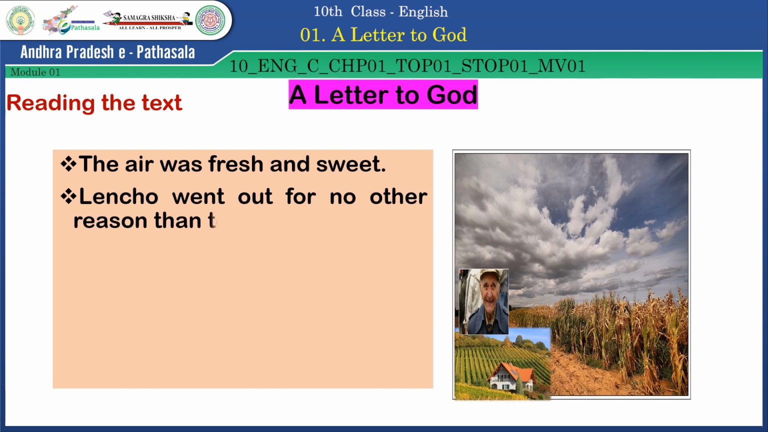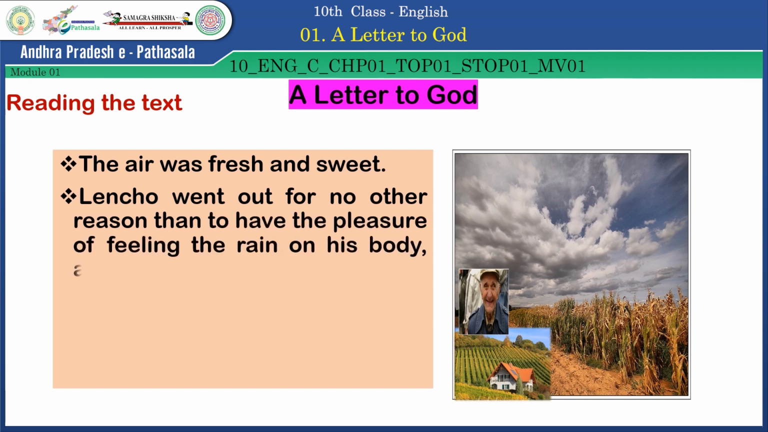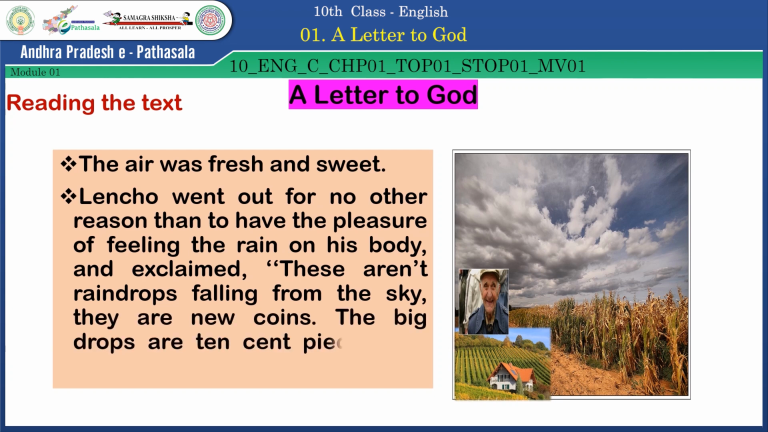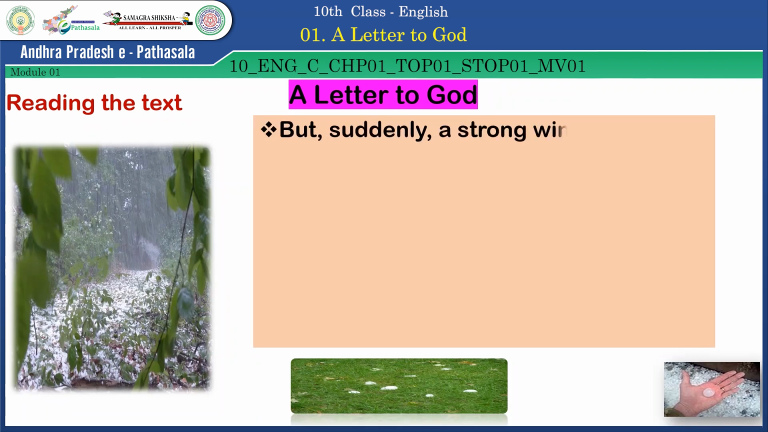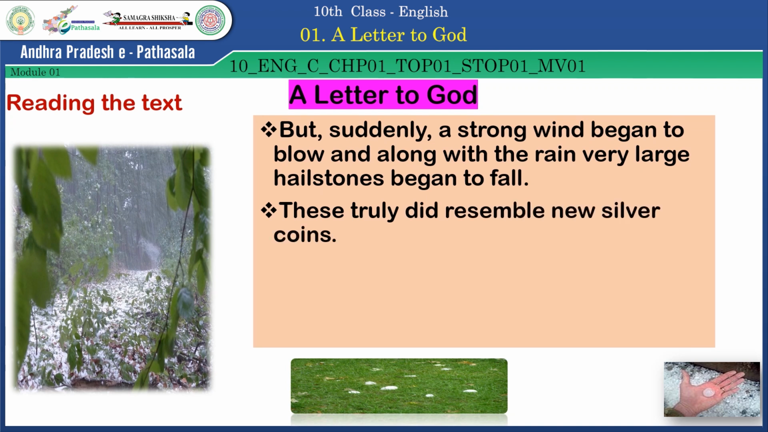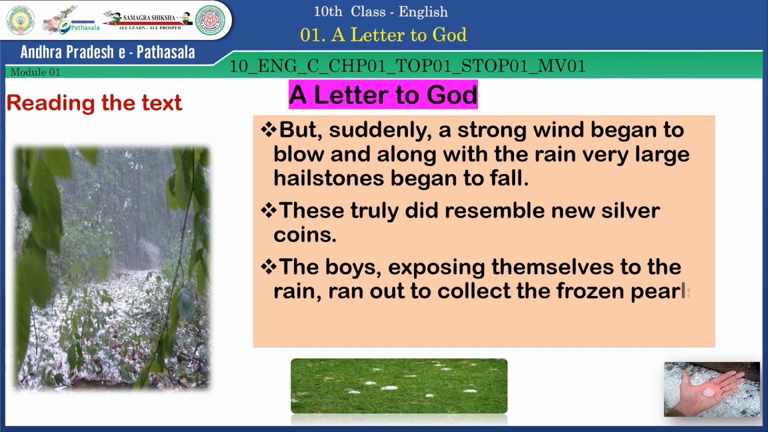Lencho went out for no other reason than to have a pleasure of feeling the rain on his body, and exclaimed, "These aren't raindrops falling from the sky. They are new coins. The big drops are 10-cent pieces and the little ones are fives." But suddenly a strong wind began to blow, and along with the rain, very large hailstones began to fall. These truly did resemble new silver coins. The boys, exposing themselves to the rain, ran out to collect the frozen pearls.